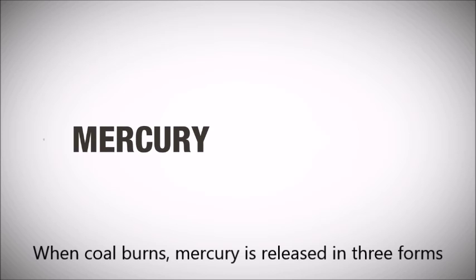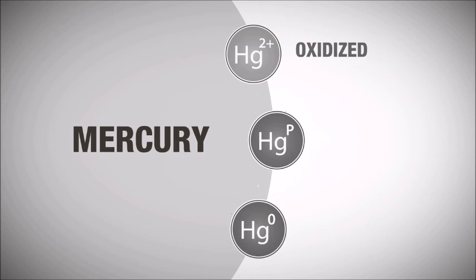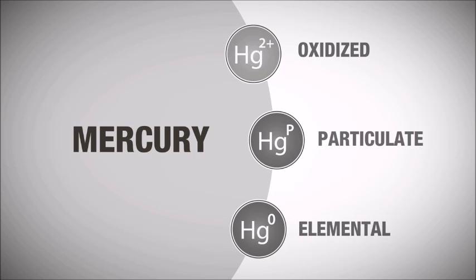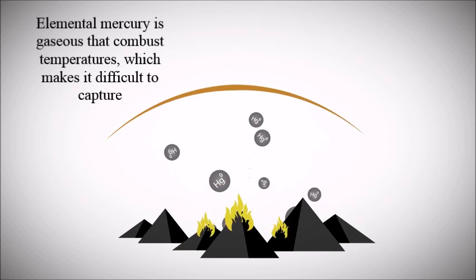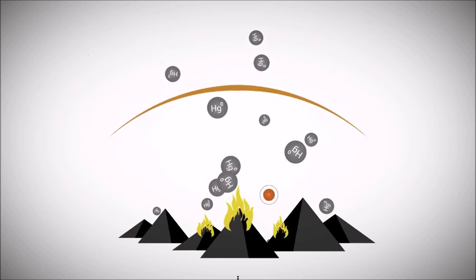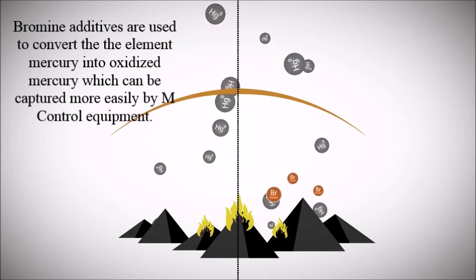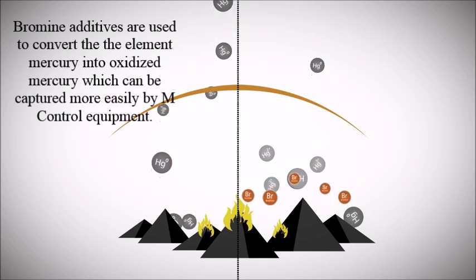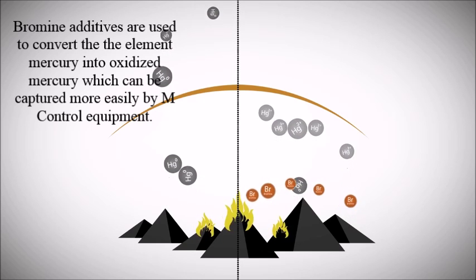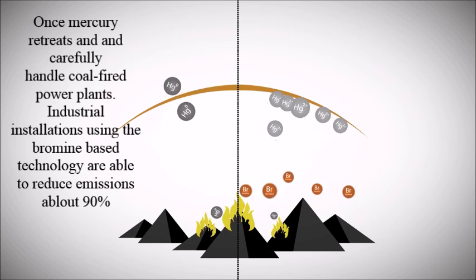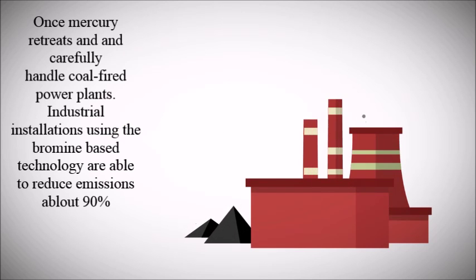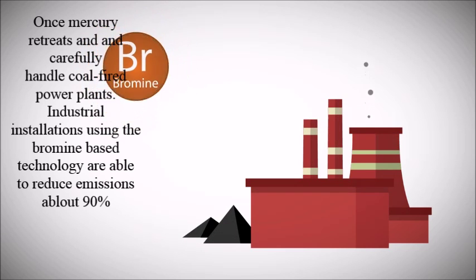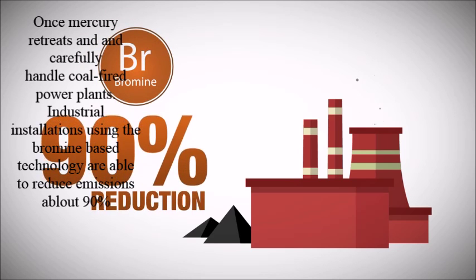When coal is burned, mercury is released in three forms: oxidized, particulate, and elemental. Elemental mercury is gaseous at combustion temperatures, which makes it difficult to capture. Bromide additives are used to convert the elemental mercury to oxidized mercury, which can then be captured more easily by emission control equipment. Once captured, mercury is retrieved and carefully handled. Coal-fired power plants and industrial installations using this bromine-based technology are able to reduce mercury emissions by about 90%.